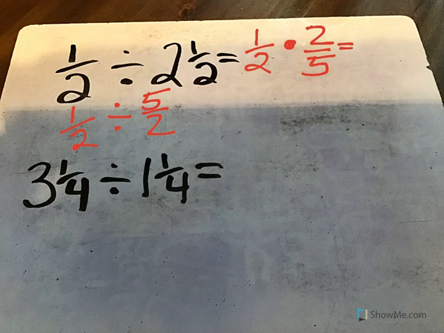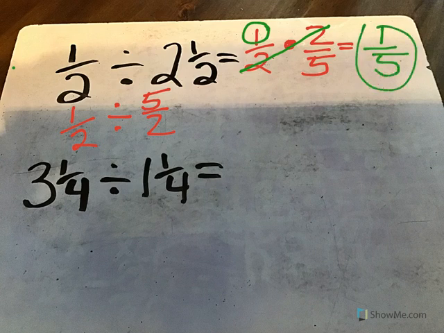Now this one's a really easy one to demonstrate on. Once I have 1/2 times 2 over 5, I'm just going to go ahead and cancel those out. There's no point in me multiplying by 2 and then dividing by 2. So then I just keep this 1 over 5. And that's my answer. And let me just show you why.